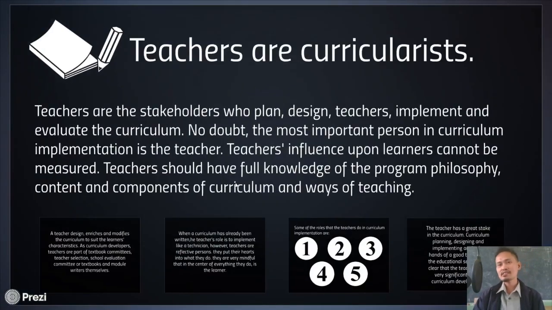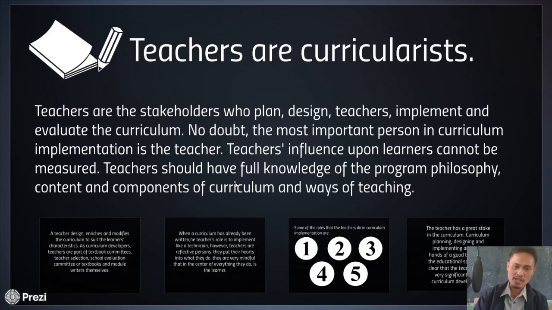Teachers. Another stakeholder is teachers. Teachers are curricularists. They are the stakeholders who plan, design, teach, implement, and evaluate the curriculum. And no doubt, the most important person in curriculum implementation is the teacher, because they are the ones implementing. They are the ones using that curriculum or applying that curriculum. Teachers' influence upon students cannot be measured.